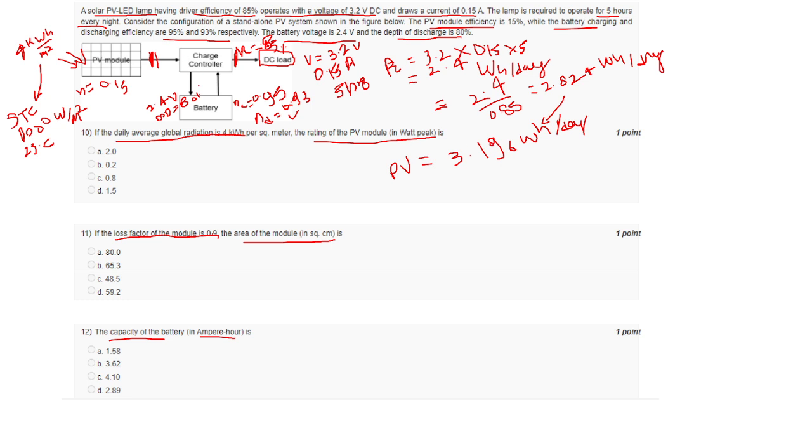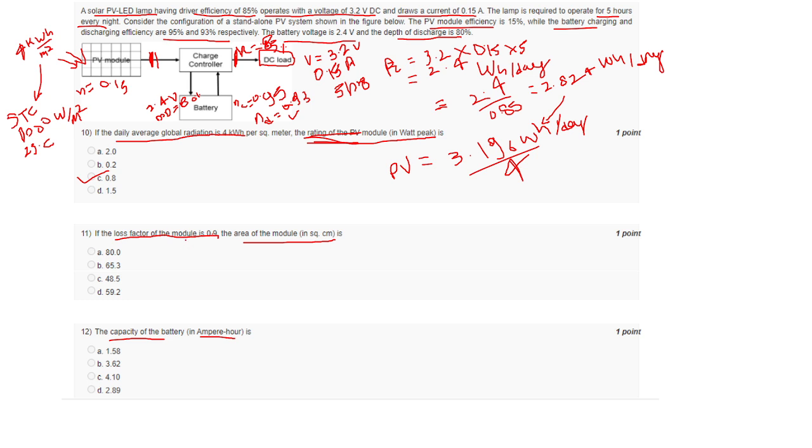So we are talking about this point. Now if we try to calculate the PV module wattage, we'll divide this by 4. So we can calculate the rating of the PV module, and that will come around 0.8. So if we multiply it, then it will come around 0.8.